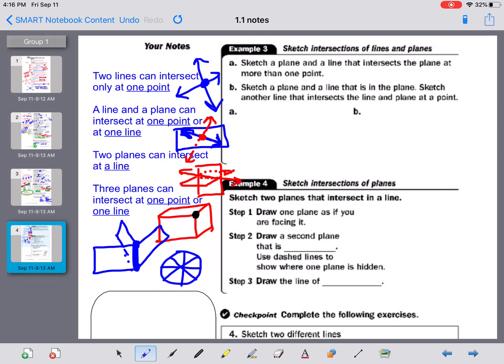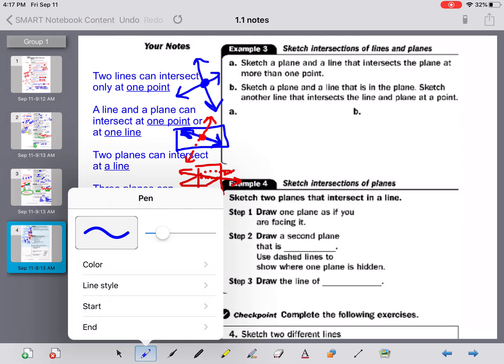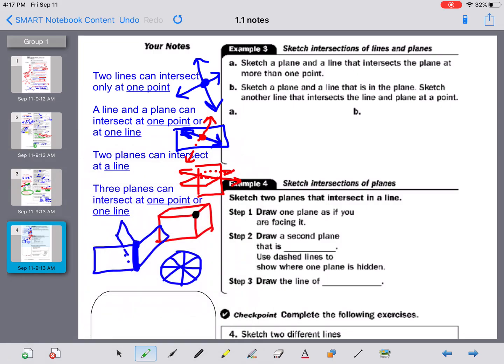All right, sketching. I'm going to have you do some sketching. Don't worry about it. You don't have to be a great artist. If we were great artists, we'd be in the class next door, right? But just do your best.